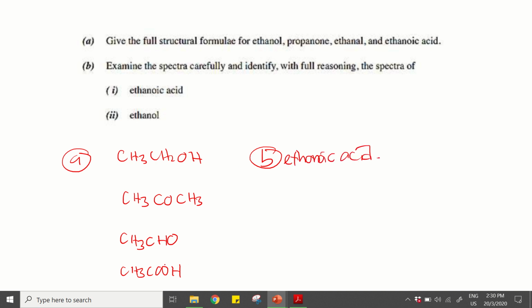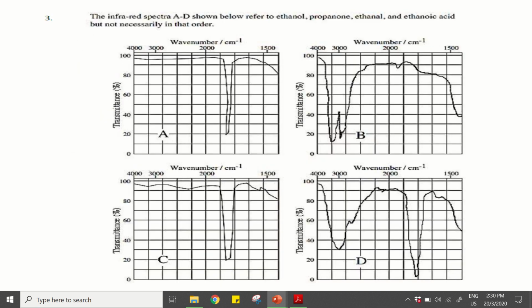From the formula, we can see I have C double bond O, I have OH. So I must have these two as options, C double bond O for carboxylic acid and OH for carboxylic acid. So which one do you think is the spectrum for ethanoic acid? C double bond O, I would say it is always about 1700 to 1600. So this is the one with C double bond O.